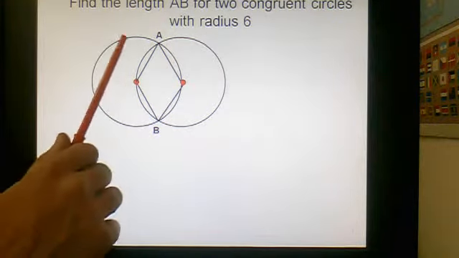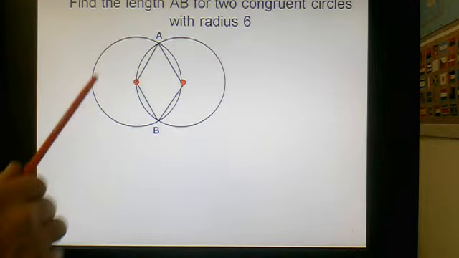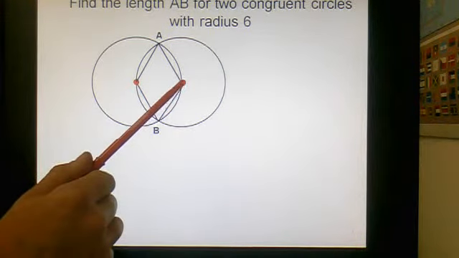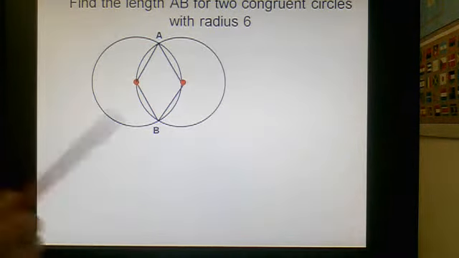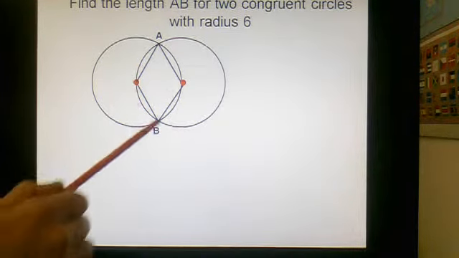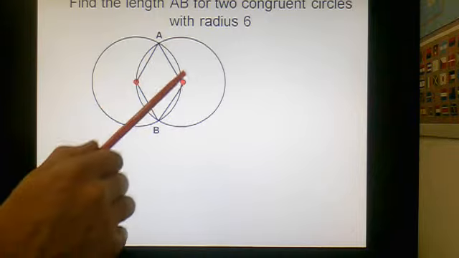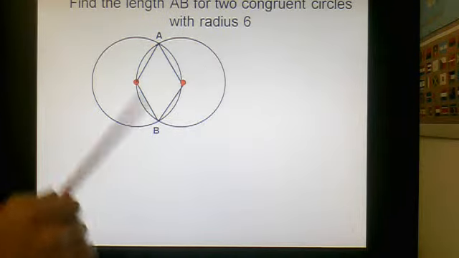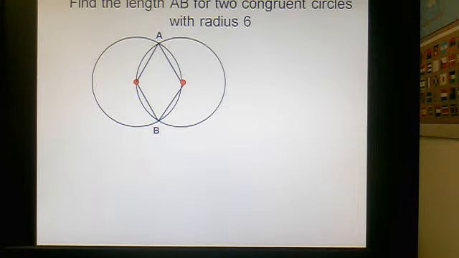And vice versa. This circle center is here. This circle center is here. This point is on that other circle. Which means each one of these, hard to see this, each one of these is a radii. This is 6, this is 6, this is 6, this is 6. Which means this is actually a little rhombus.